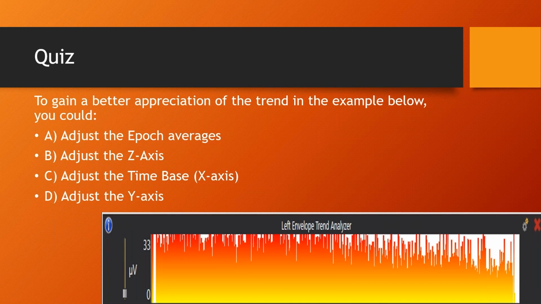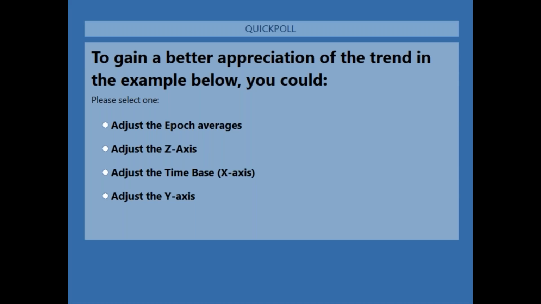And then final question here, to gain a better appreciation of the trend in the example below, would you adjust the epic averages, adjust the z-axis, adjust the time base, adjust the y-axis? How would you bring this out a little bit better? Now, I actually don't know the time base here. We've already looked at this. We know that we're not going to adjust the epic averages. We know that we do not have a z-axis, so B is not correct.